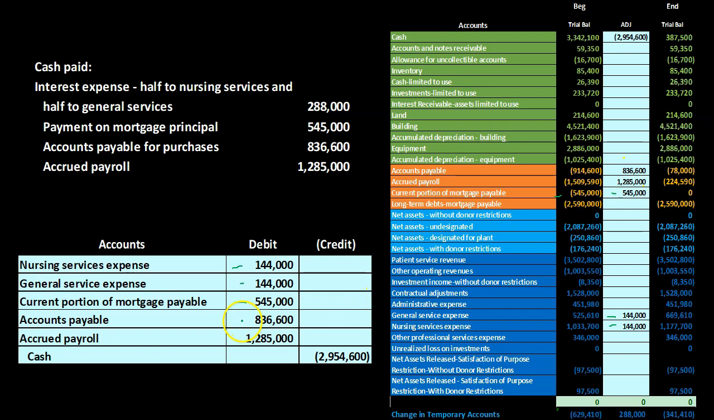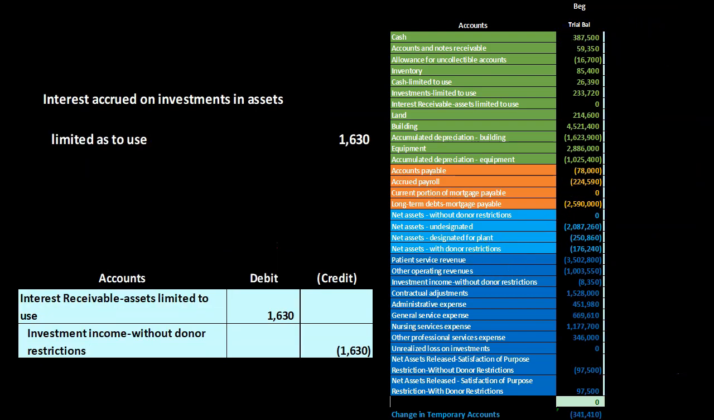Then we have the accounts payable. Here's the accounts payable up top. We're paying the accounts payable off. Therefore, we're debiting it, doing the opposite thing to its credit balance, bringing it down. Then we have the accrued payroll. Here's the accrued payroll, which has a credit balance in it. We're doing the opposite thing to it, debiting it, bringing that balance down. And then we have the credit to cash, going up to cash. We have a debit balance in cash. We're doing the opposite thing to it, crediting it, making the cash go down.